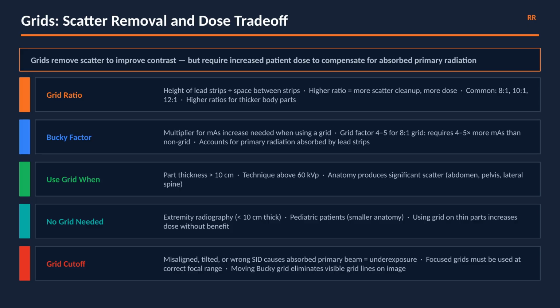Use a grid when part thickness exceeds 10 centimeters or technique exceeds 60 kVp. Do not use a grid for extremity radiography. The anatomy is thin, scatter is minimal, and adding a grid multiplies dose without benefit. Grid cutoff occurs when the grid is misaligned or used outside its focal range, causing underexposure. A moving Bucky grid eliminates visible grid lines on the image.